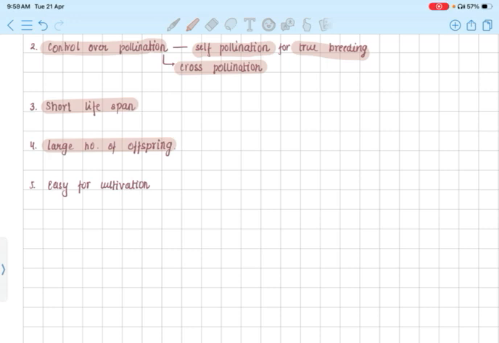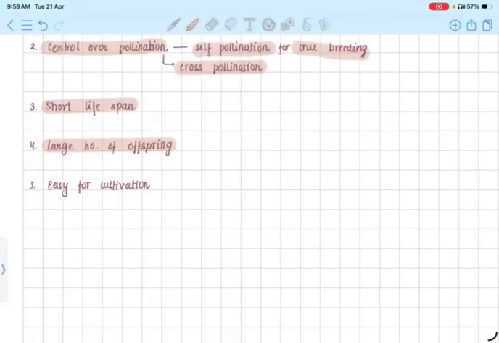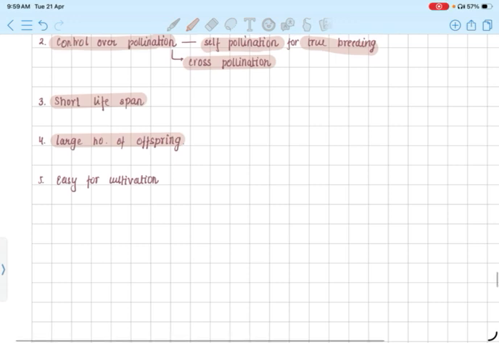When we talk about statistics, a large number of offspring is equal to a large sample size. A large sample size really reduces the error in statistical analysis, and obviously it is very easy to cultivate pea plants.